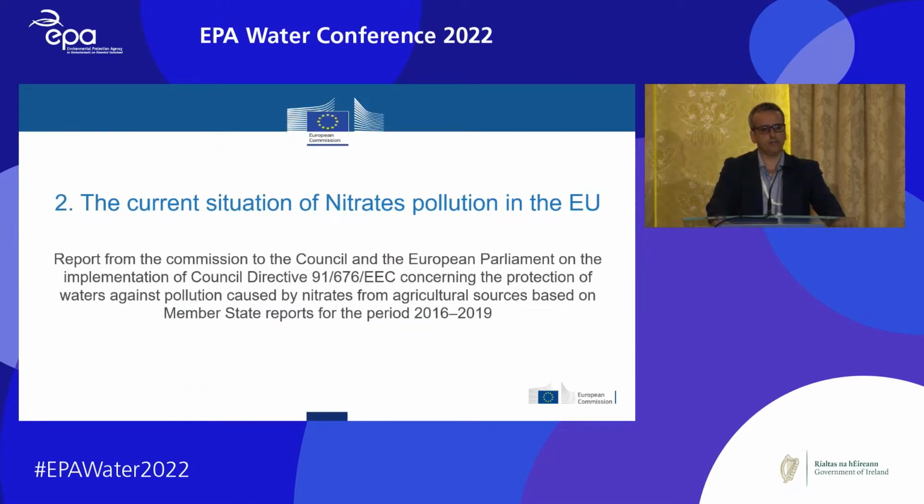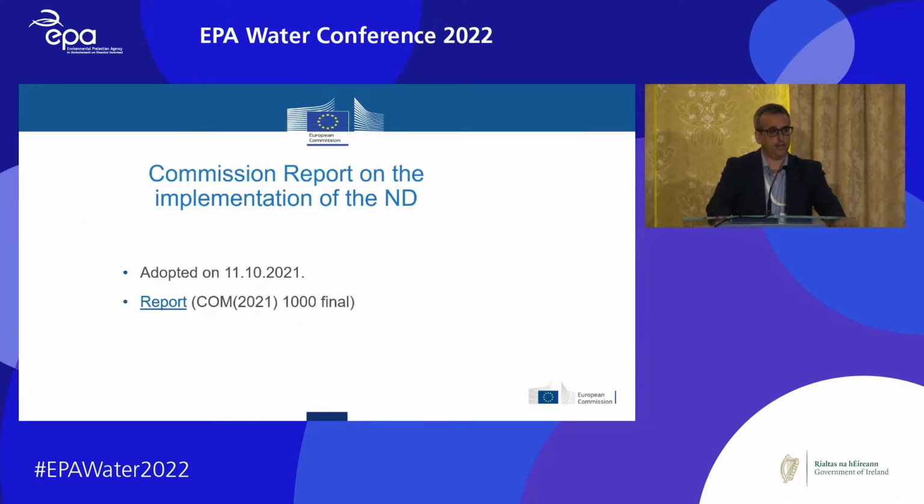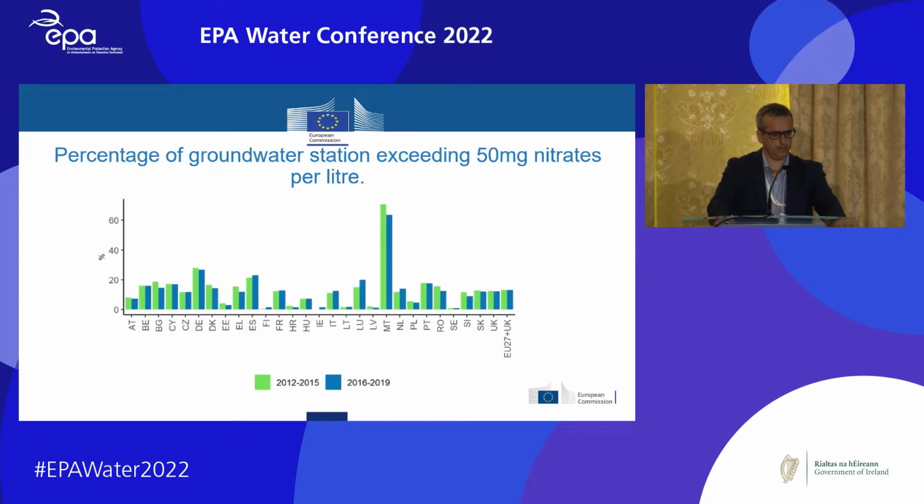Well, now I'm going to explain point 2, which is the current situation on nitrate pollution in the EU. In October 2021, the report from the Commission to the Council and the European Parliament on the implementation of the Nitrates Directive was adopted. It's every 4 years. This last report covered the reporting period 2016 to 2019. And here there is a link, and the date of the adoption, which I already said.